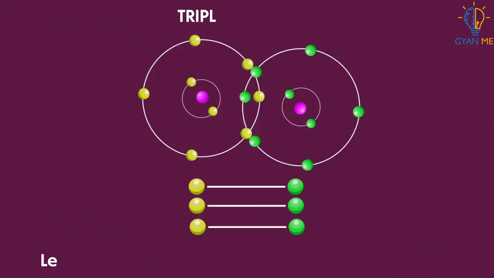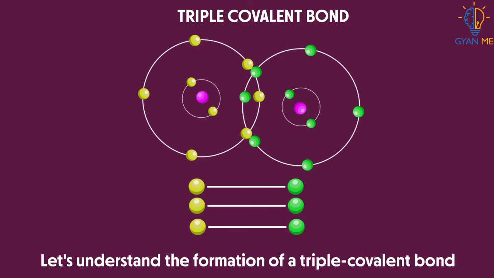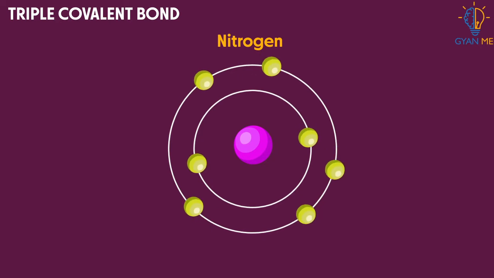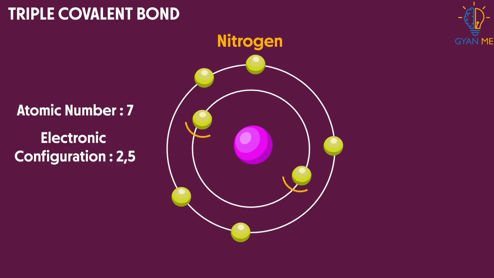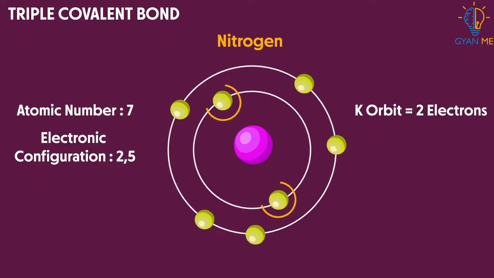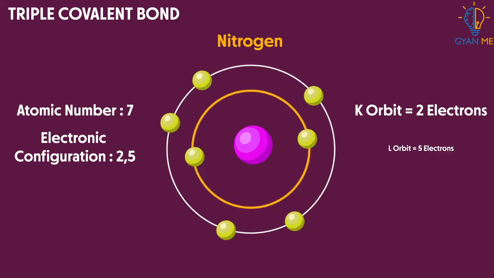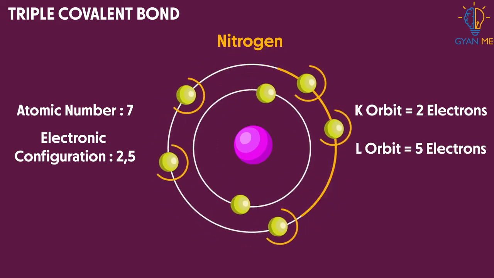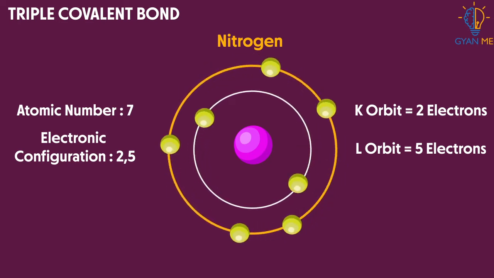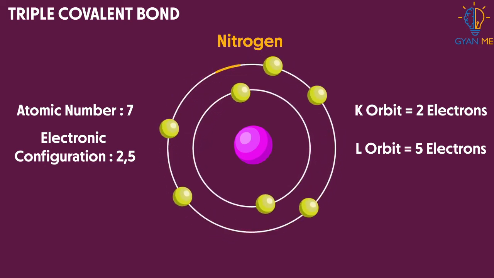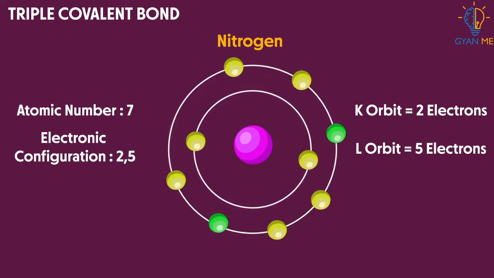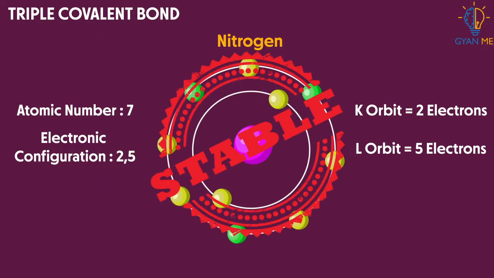Now let's understand the formation of a triple covalent bond. For this, let us take an example of a nitrogen molecule, N2. The atomic number of nitrogen is 7. So what will be its electronic configuration? Yes, 2, 5. It has 2 electrons arranged in its first orbit, K, and 5 electrons in the second orbit, L, which is also the valence orbit for it. And therefore, nitrogen has 5 valence electrons. Now, nitrogen needs 3 other electrons to complete its octet and become stable.